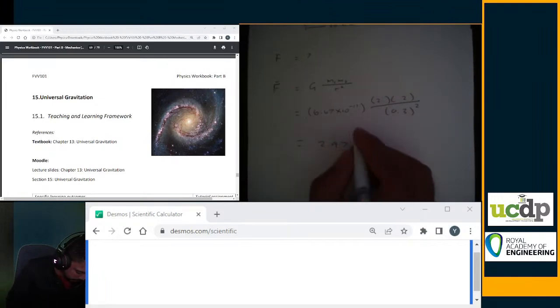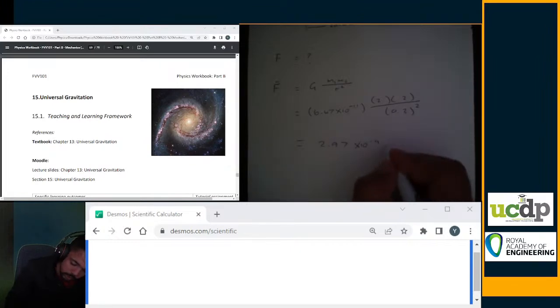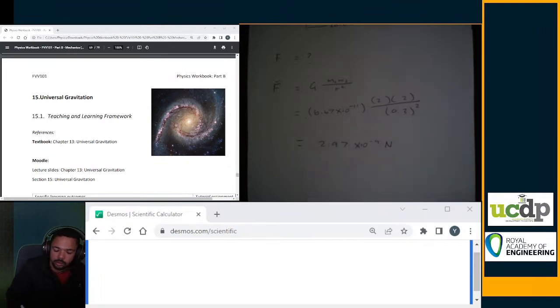2.97 times 10 to the negative 9 newtons, or 2.97 nanonewtons. Okay, that is the force between these two spheres that I drew there. You see, it's almost a negligible force. It's a nanonewton. Okay, 1 billionth of a newton. So the force is very small between two kilogram masses.